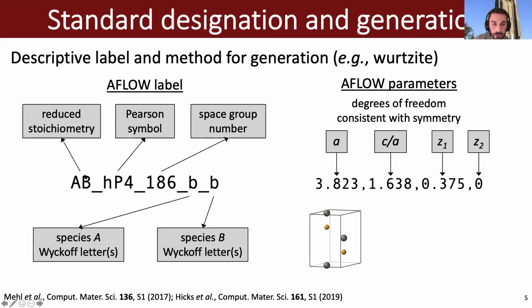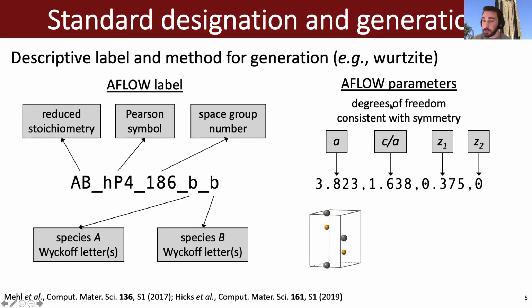In this first field, this gives you the reduced stoichiometry of the prototype. The second field is the Pearson symbol. So this tells us that it's a hexagonal structure, hexagonal primitive, and there are 4 atoms in the conventional cell. The third field is the space group number, and the subsequent fields are the Wyckoff letters associated with each of those species. So for example, this B indicates that species A has this Wyckoff letter, and species B has also this Wyckoff letter. This isn't enough to describe the prototype, because there are some degrees of freedom that the structure can have even with this representation.